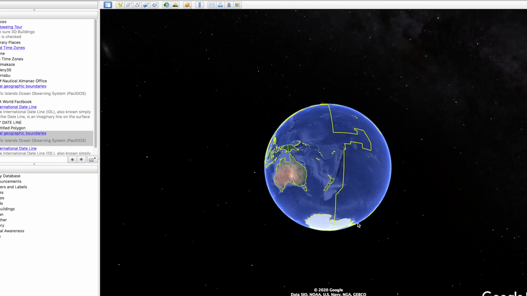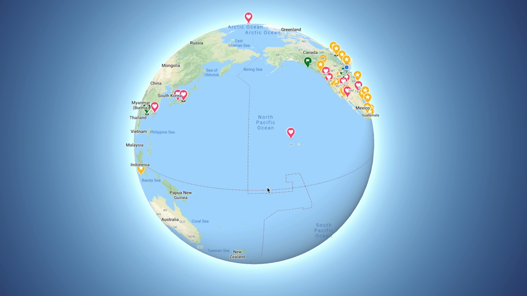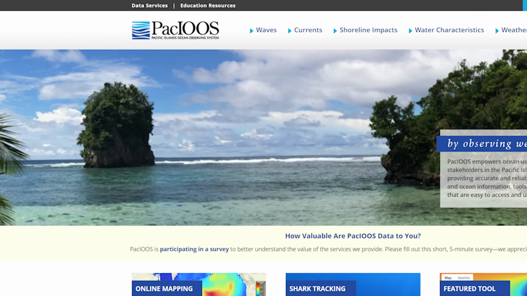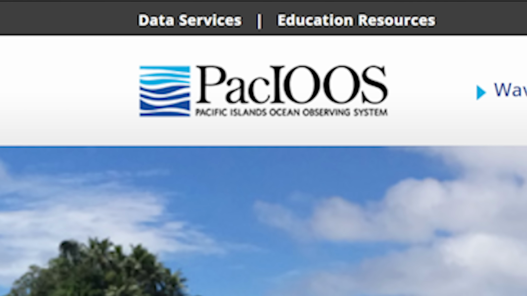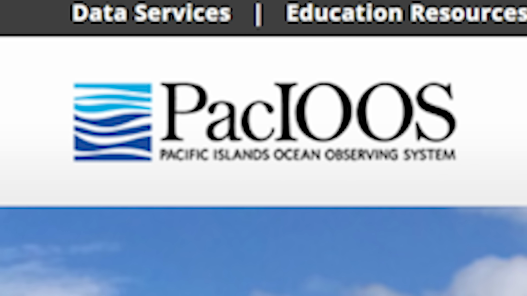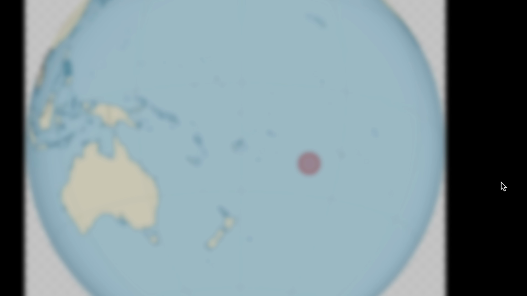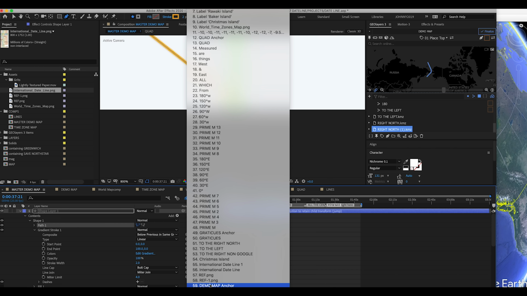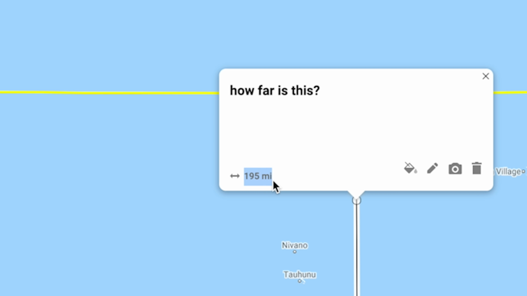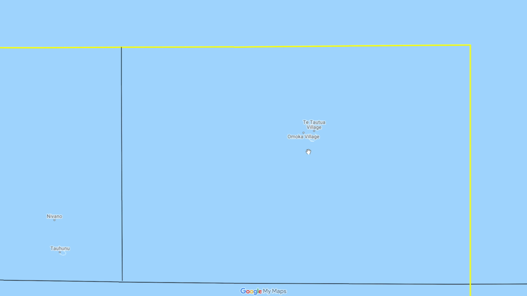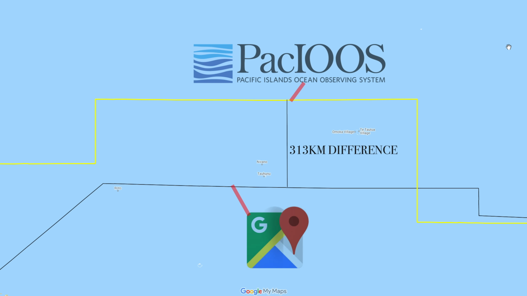As I scoured the internet for good data on this, I realized that everyone's international dateline is slightly different, from Google Maps to the CIA Factbook to the Pacific Island Ocean Observing System, which is an organization that has the elegant acronym of PACEUs. Anyway, I spent the day scraping all the data I could and trying to map this line. Looks like it's 195 miles, or around 300 kilometers. That's a huge difference. There are entire islands with people that Google says are on one side and PACEUs say are on the other.